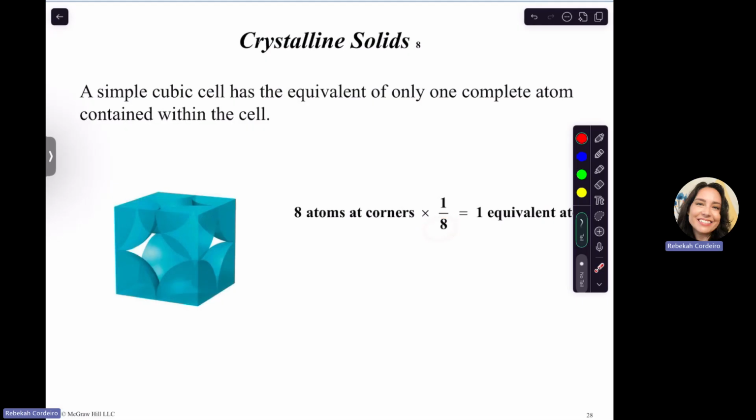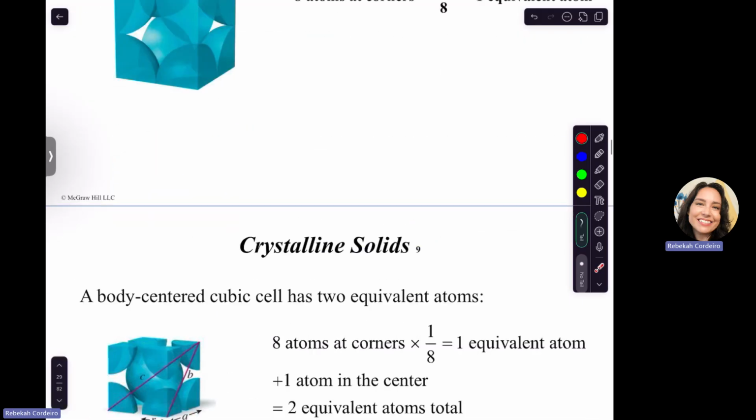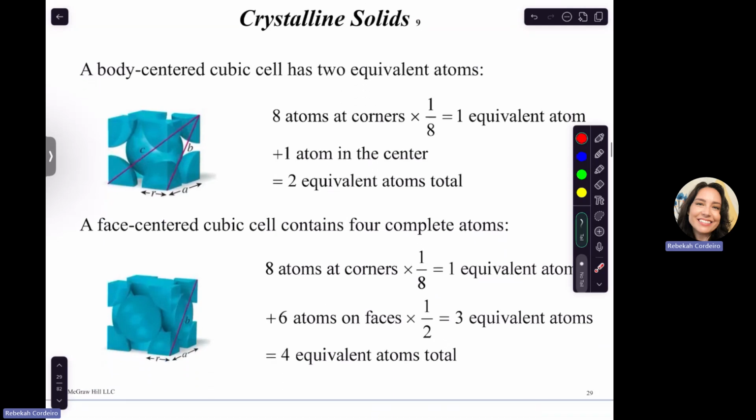For the primitive cubic cell, we have 8 atoms in the corners, and there's nothing in the center. Every corner is shared by 8, so corners are always divided by 8. That's one total atom inside a simple primitive cubic cell. The body-centered cubic has 1 atom in the middle, which counts as 1, and then we have 8 corners divided by 8, which is 1. So that's 2 total atoms in a body-centered cubic.